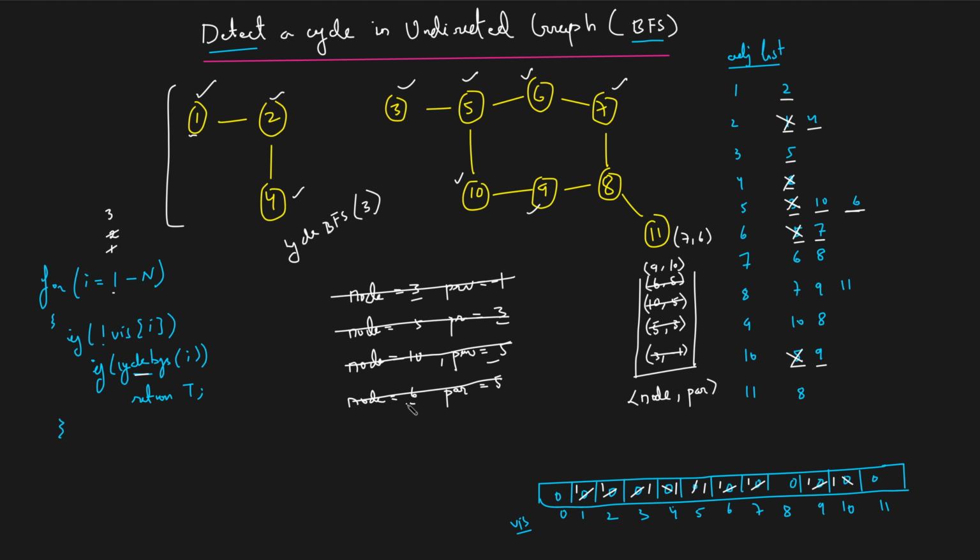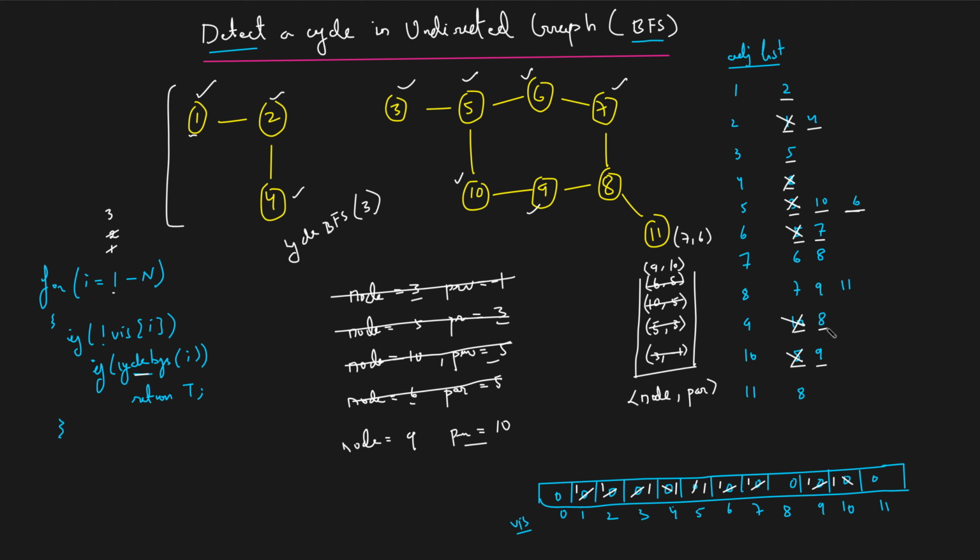Now let's check out what's the next node. The next node is basically 9, where the previous, or the parent, is 10. So let's check out the adjacent nodes for 9. The first adjacent node for 9 is 10. 10 is already visited, but 10 is the previous or the parent node, so you cannot call this a cycle. So you will not take this node into consideration.